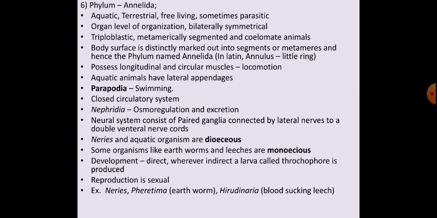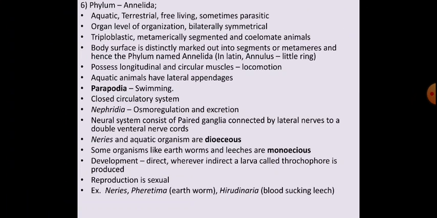The body is metamerically segmented and they are coelomate animals. They have a body cavity lined by mesoderm. Then the body surface is distinctly marked into segments or metameres. Hence they are called phylum Annelida. The body surface is marked into segments, so they belong to phylum Annelida. Annelida means little ring-like structures.